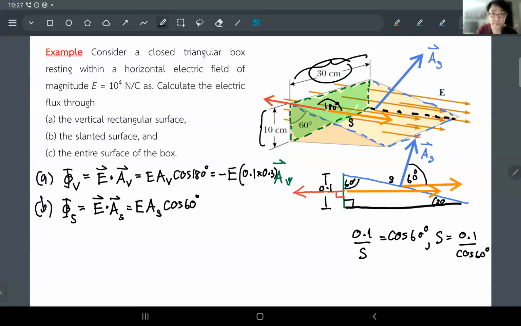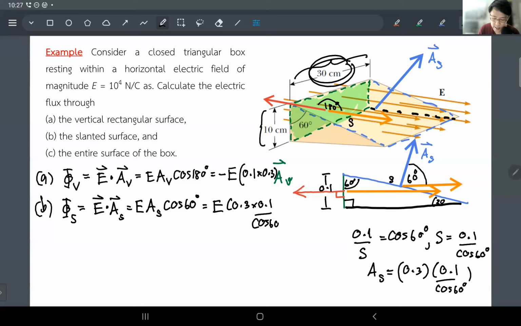So far so good? All right, now my A sub S is going to be just the width times the length. So it's going to be 0.3, that's from the width there, times 0.1 over cosine 60. Cool. And now I just plug everything back in here. So it's going to be E times 0.3 times 0.1 over cosine 60, now times cosine 60 up here. And of course, cosine 60 can be canceled. That's not a big deal.